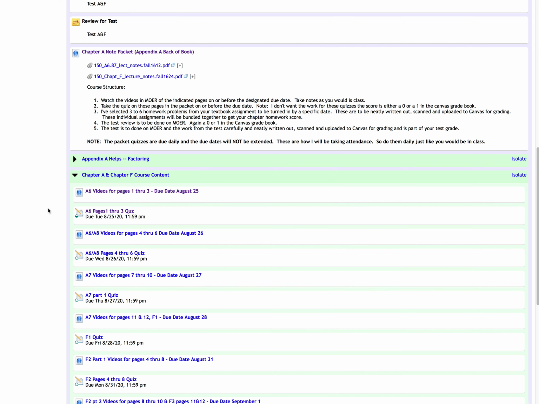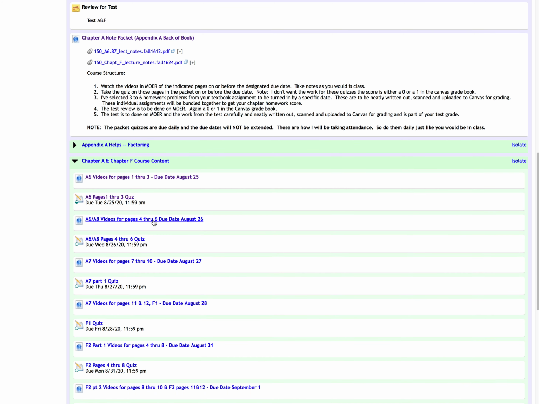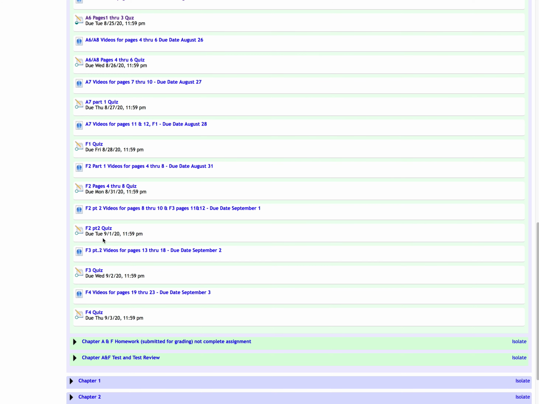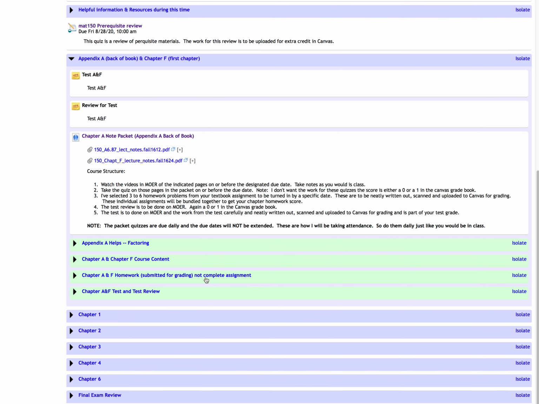And there is a quiz every night. That's worth 1 point. To get your 1 point, you have to have at least 1%. And that also gives you their attendance points. And here are pages 4 through 6. That's going to be Wednesday. Here's the quiz on 4 through 6. And that's done all the way down through the first test.